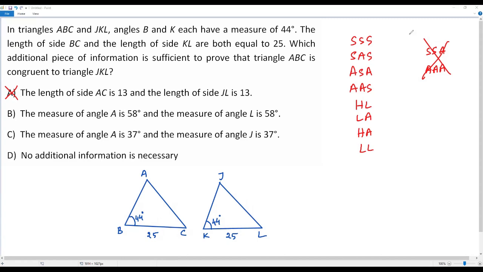Now let me consider the information in answer choice B. The measure of angle A is 58 degrees and the measure of angle L is 58 degrees. At vertex A in the first triangle, let me mark the interior angle 58 degrees. And in the second triangle at vertex L, let me mark 58 degrees. Here we have interior angle measure 58 degrees, here 58 degrees, and here interior angle measure 44 degrees, here the same interior angle measure, and here the length of the side 25, here the length of the side 25.